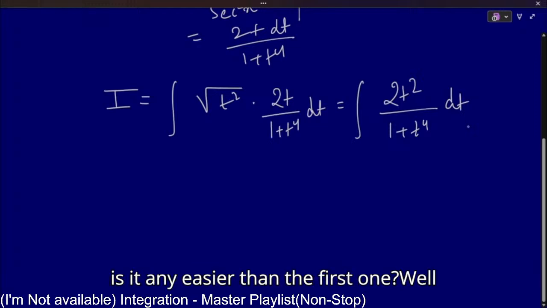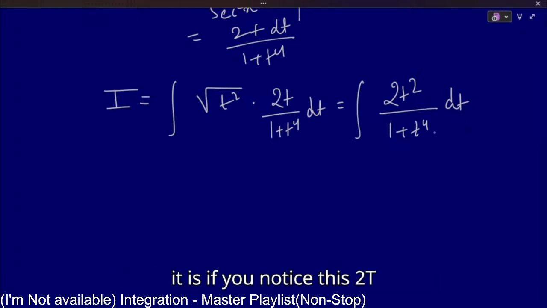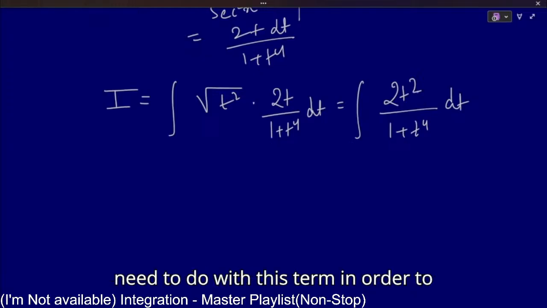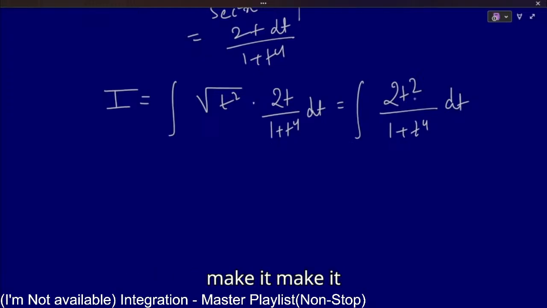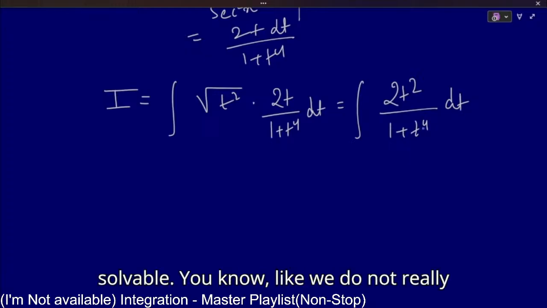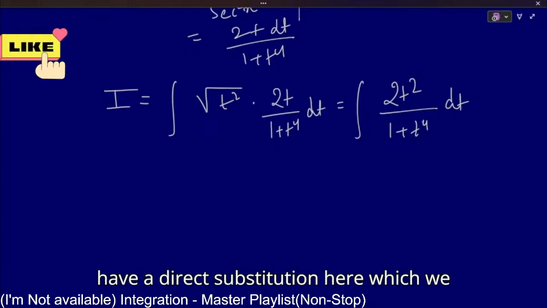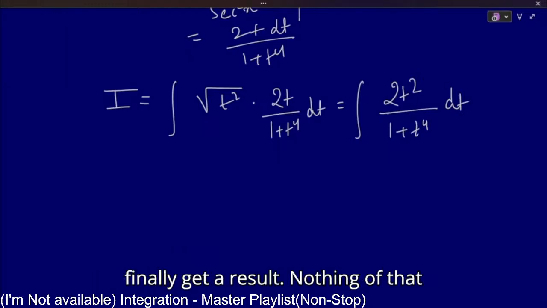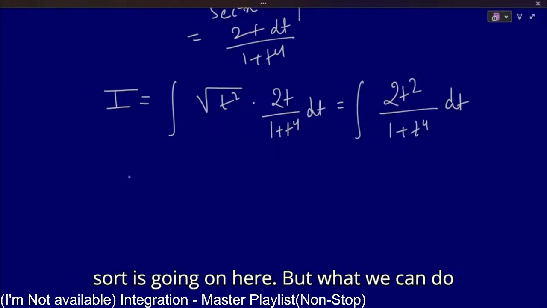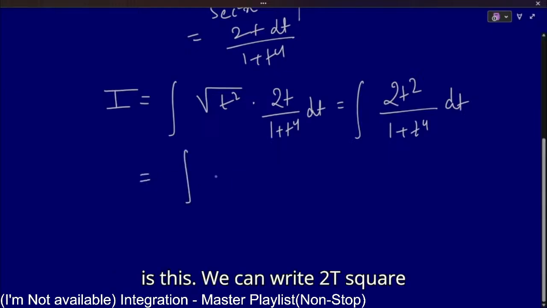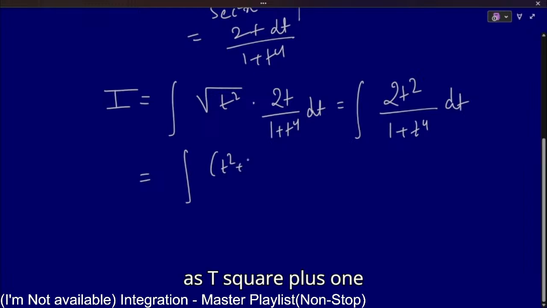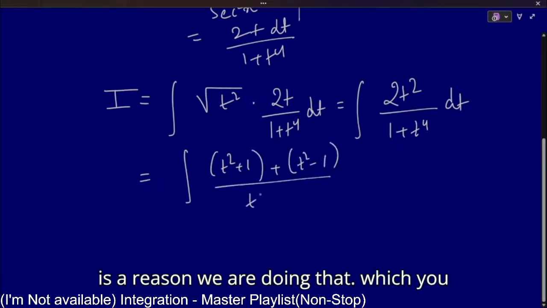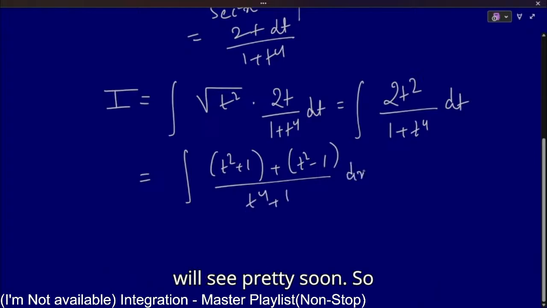But how is it any easier than the first one? Well, it is. If you notice this 2t squared, there is something we need to do with this term in order to make it solvable. We do not really have a direct substitution here, where we substitute and then magically the derivative comes in the numerator and we finally get a result. Nothing of that sort is going on here. But what we can do is this: we can write 2t squared as t squared plus 1 plus t squared minus 1. And there is a reason we are doing that, which you will see pretty soon.